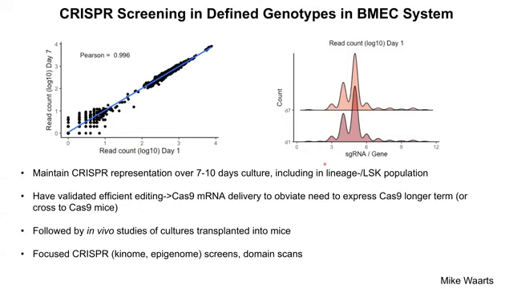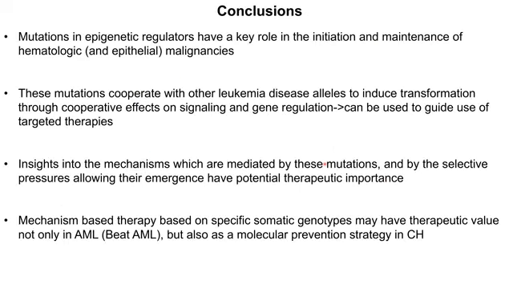And we think this is going to be really powerful, not for right now genome-wide screens, but for targeted screens or for domain scanning. And again, we'll have a lot to say on this moving forward. So with that, in conclusion, mutations in epigenetic regulators have a key role in the initiation and maintenance of hematopoietic malignancies and malignancies writ large. These mutations cooperate with other disease alleles to cause transformation.